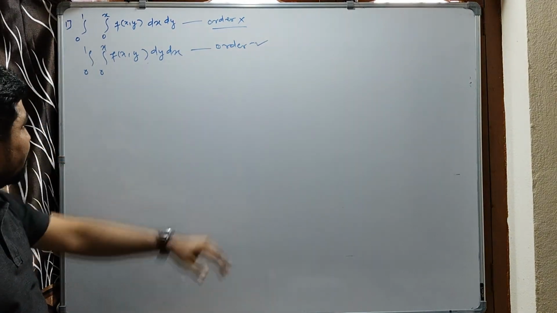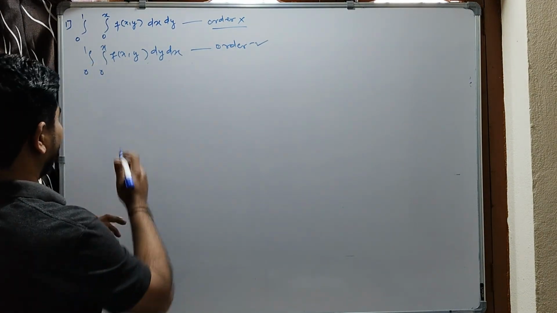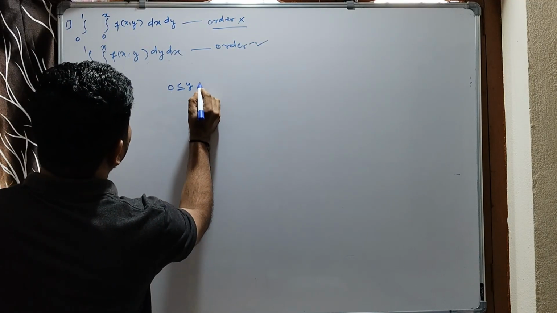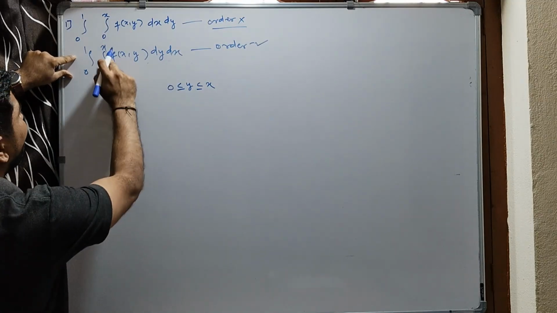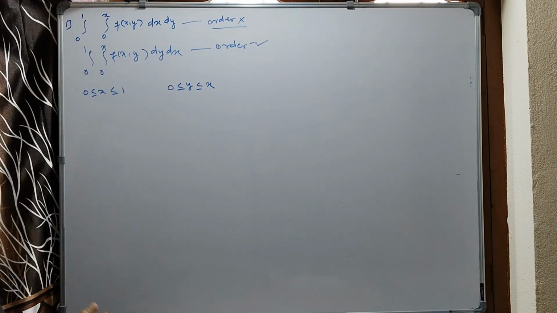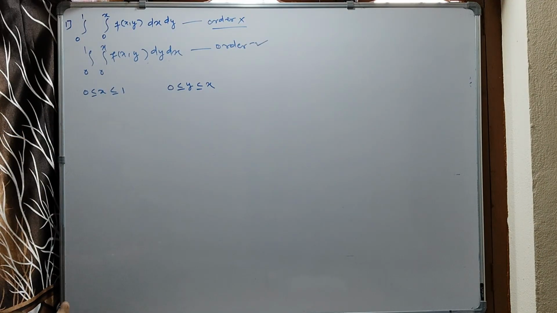Just observe one thing: the inner limit in terms of the x variable must be the value of y. Therefore 0 is less than or equal to y, which is less than or equal to x. Now if this is the value of y, that must be the value of x, which is less than or equal to 1. In x, take all the values from the closed interval 0 to 1.